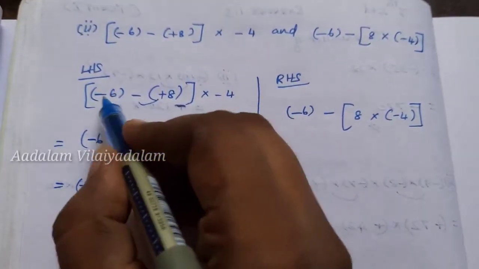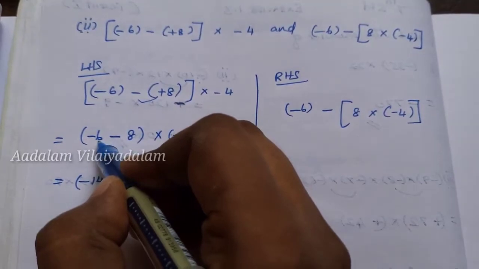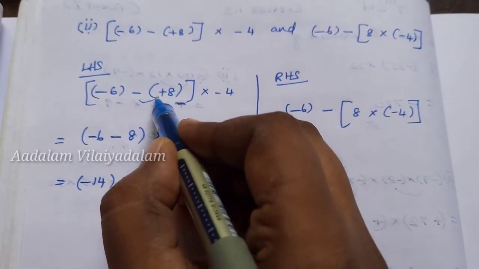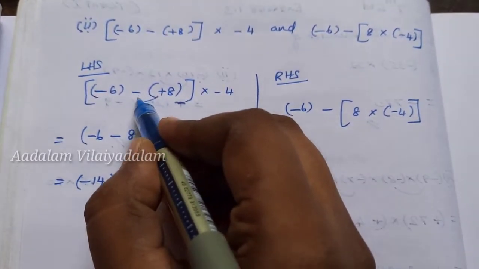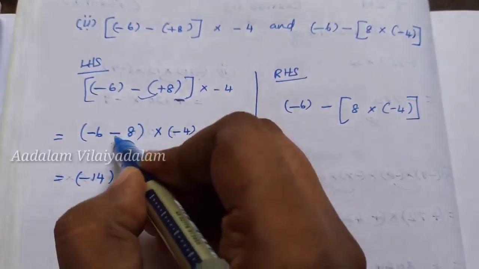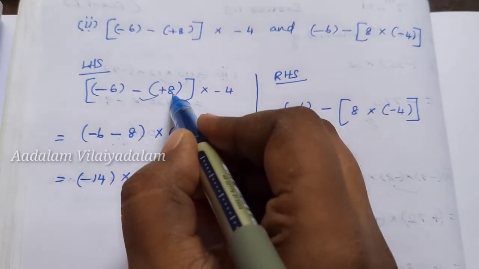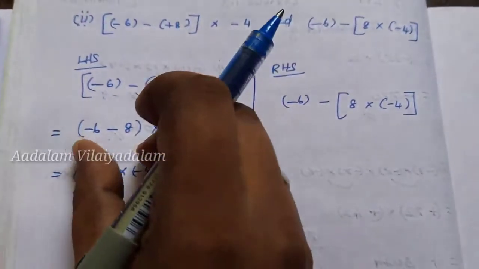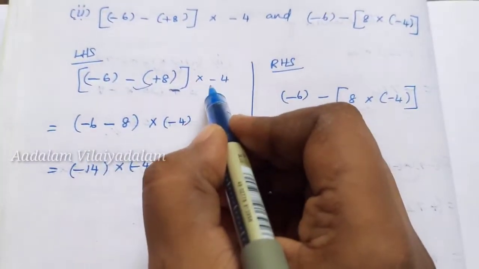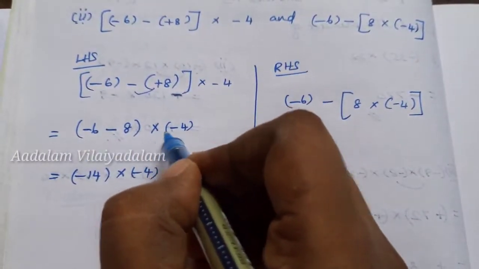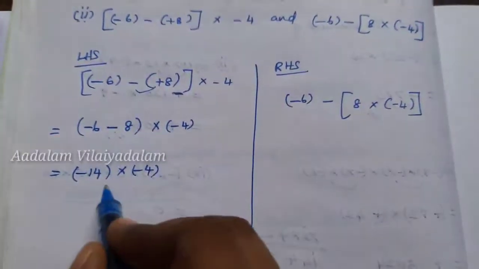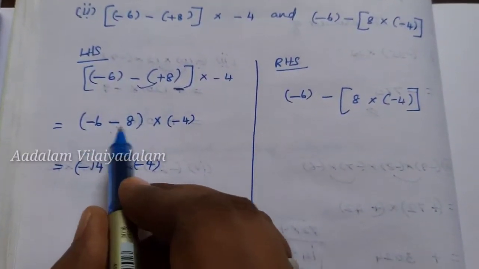So what happens here? I am going to write minus 6 as it is. If two signs are nearer, then I told you to multiply. So minus into plus will get minus. Then the integer is 8. Therefore minus 6 minus 8 we get. And the remaining value is into minus 4. So therefore minus 6 minus 8.